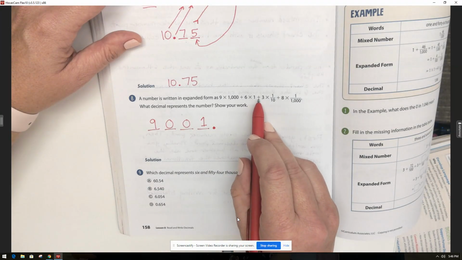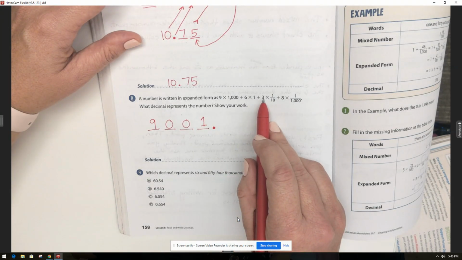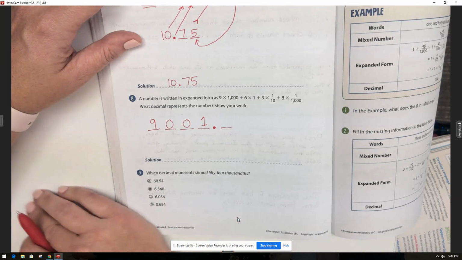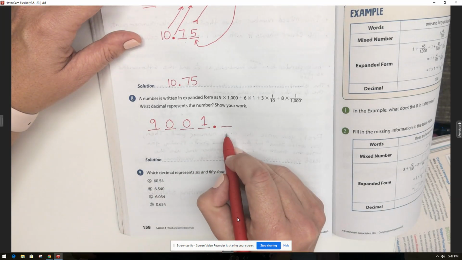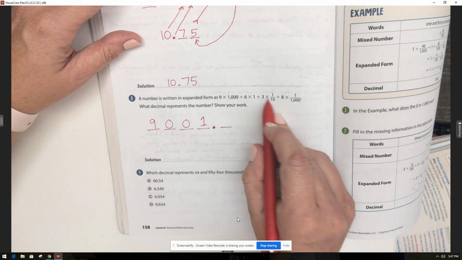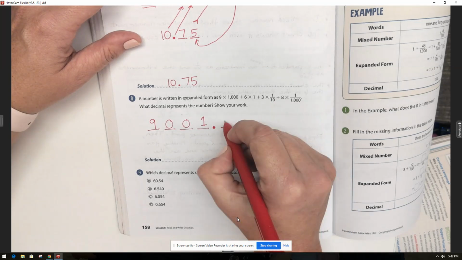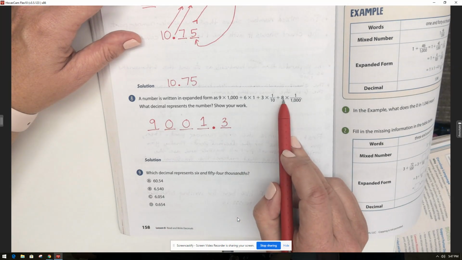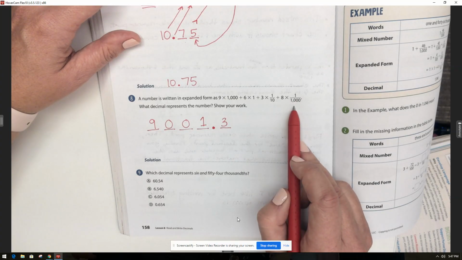Then we're going to come and continue on. We have 3 times 1/10. So we know that we at least are going to go 1 digit over to our tenths. And how many tenths do we have? 3 of them. So the 3 goes in the tenths. Then we're going to add to that 8 thousandths.